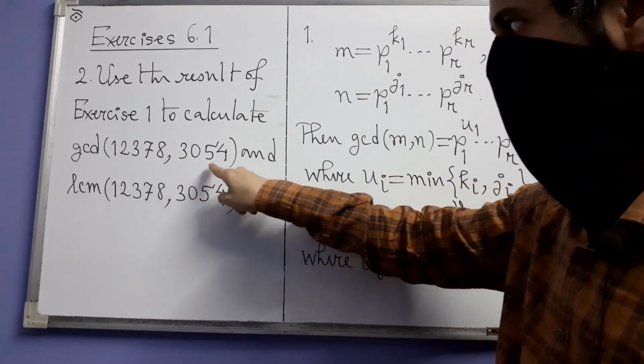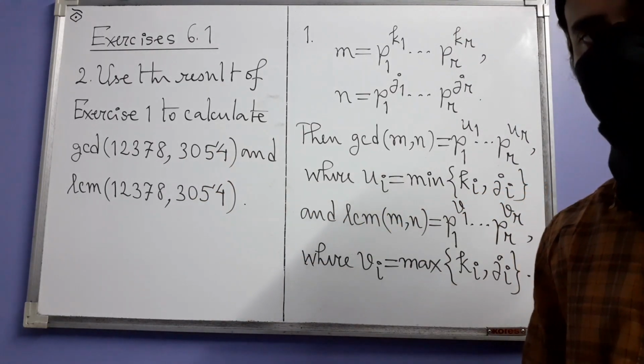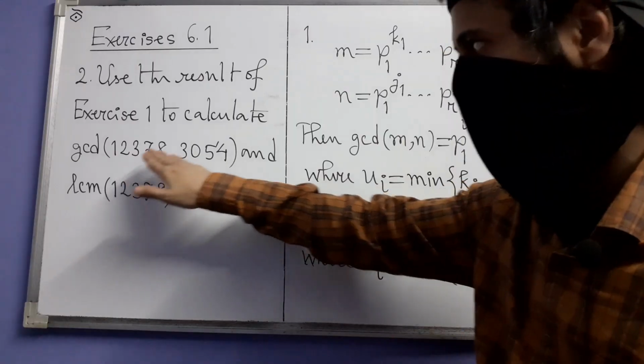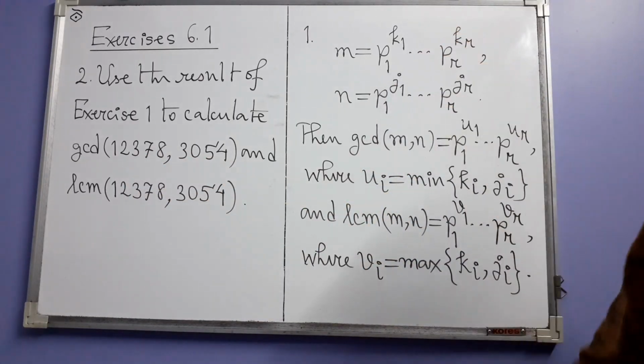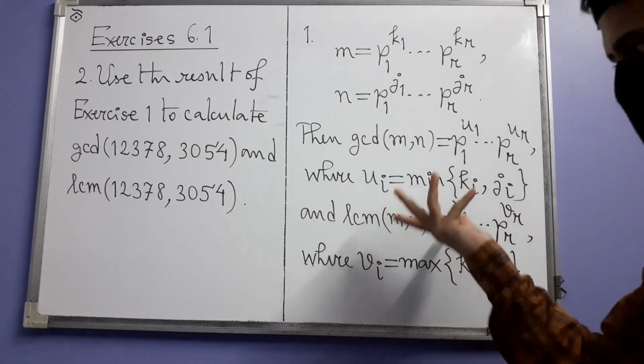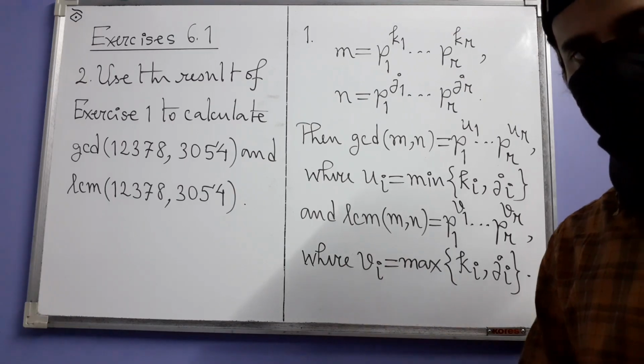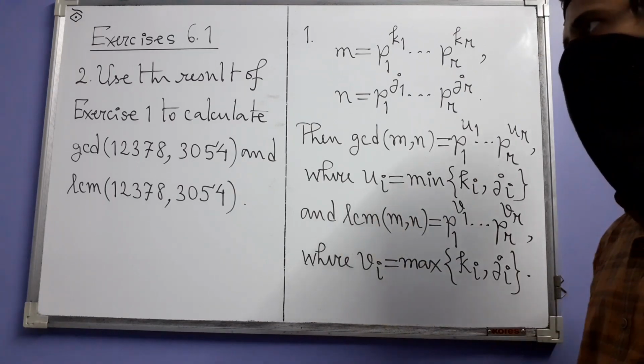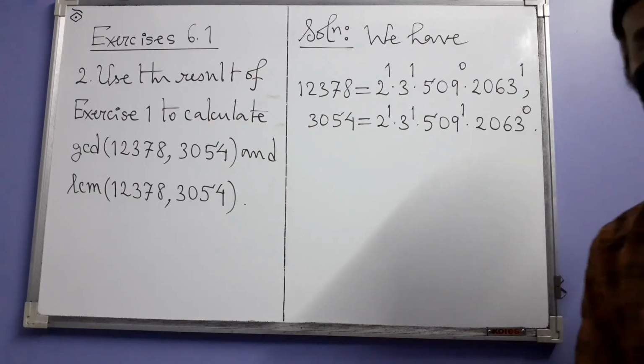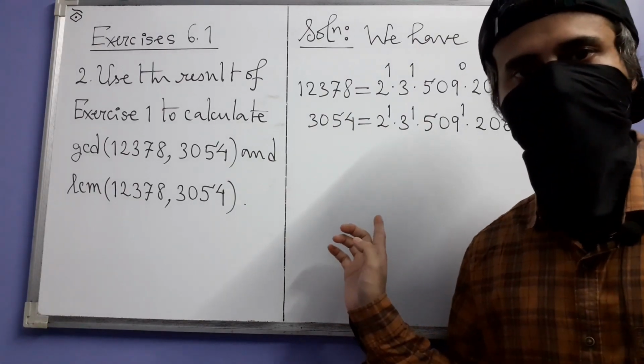12,378 and the other one is 3054. So that means first of all we have to express these numbers like this. And then of course we know what to do to find the GCD and LCM. So let's see the solution. The solution starts like this.